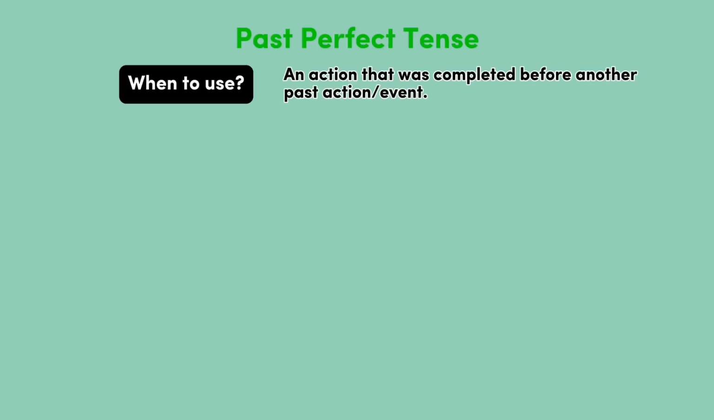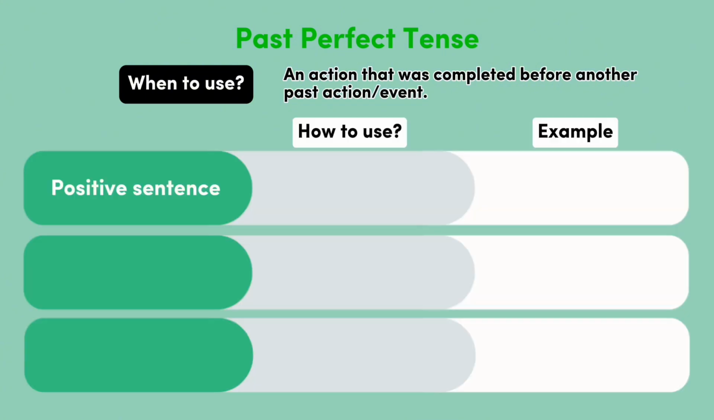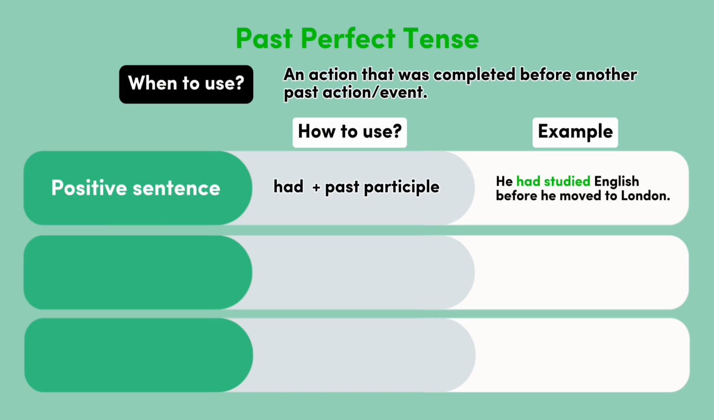Past perfect indicates actions completed before another action or time in the past. Positive sentences. To form the past perfect tense, use had plus past participle. He had studied English before he moved to London.